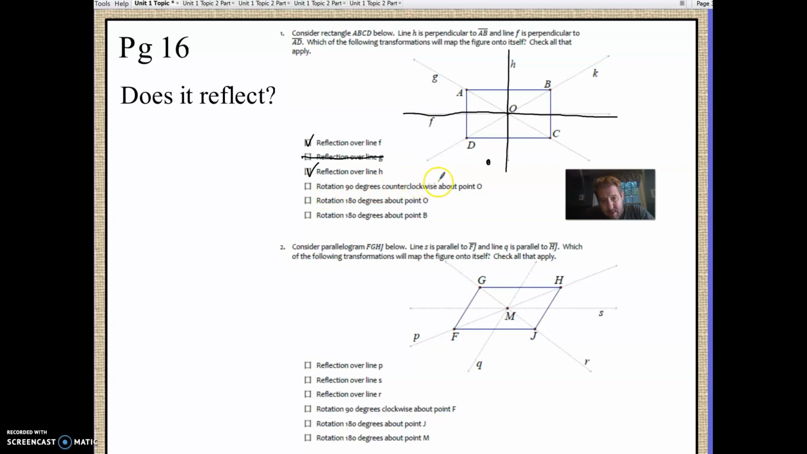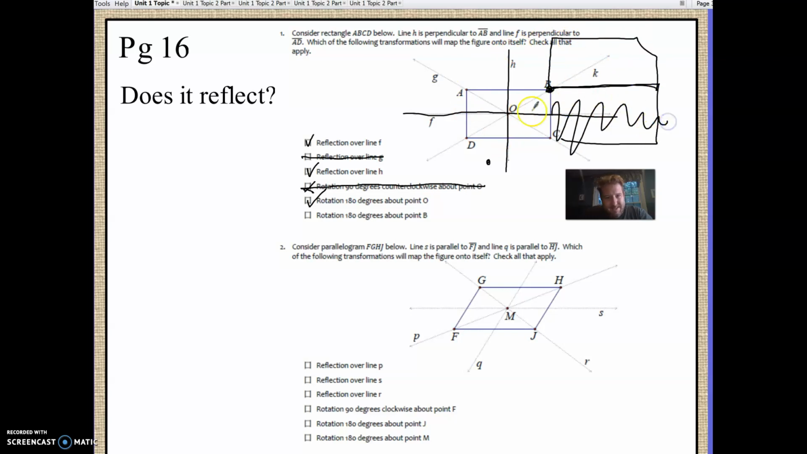Rotate 90 degrees counterclockwise. Now, 90 degrees is not going to look the same, but a rotation of 180 degrees, which is going halfway around a circle, will be the exact same. 180 degrees around point B is not going to work because that's going to rotate it over to here. If you rotate this figure around like that, actually it's going to be more like this, to be more exact. You can see that this is going to rotate over to here, so that does not work either.